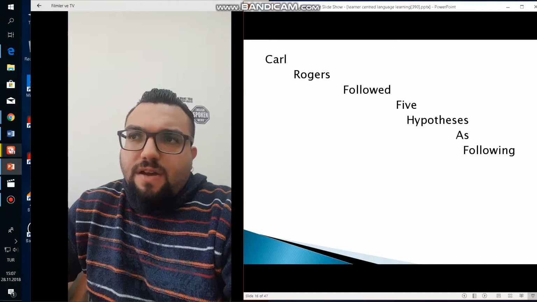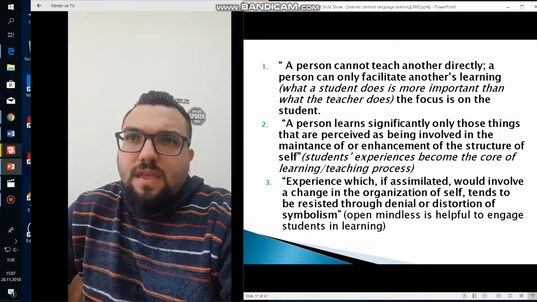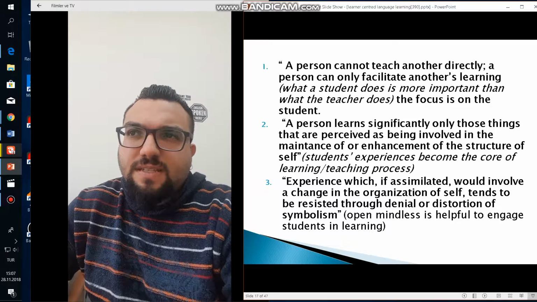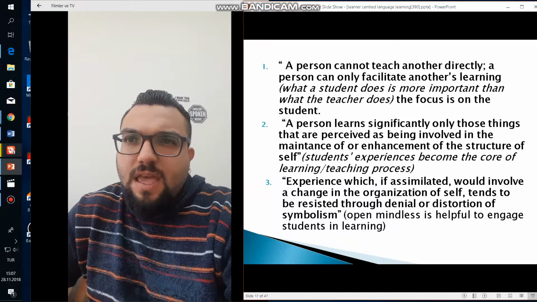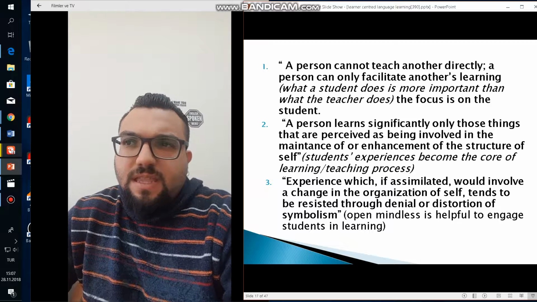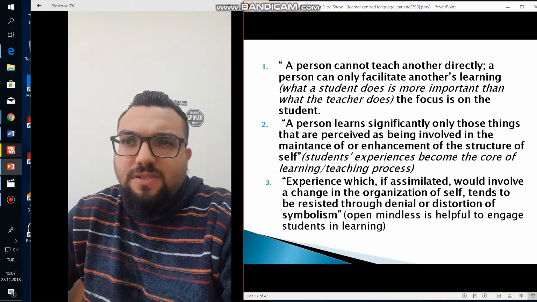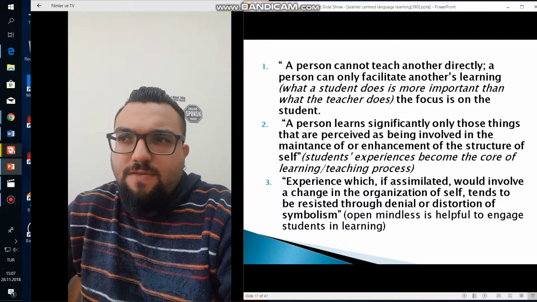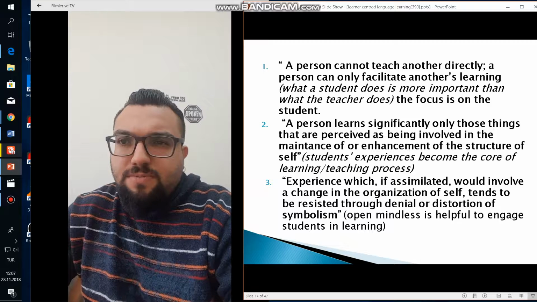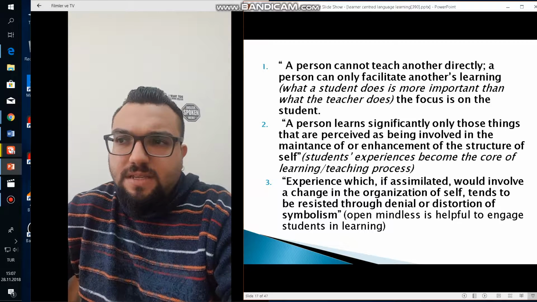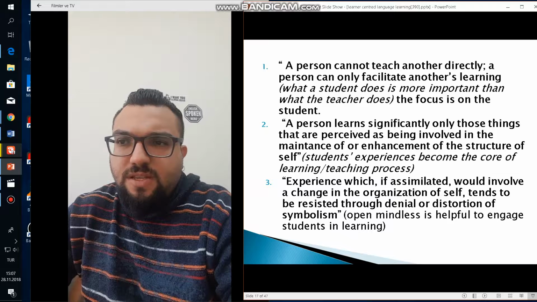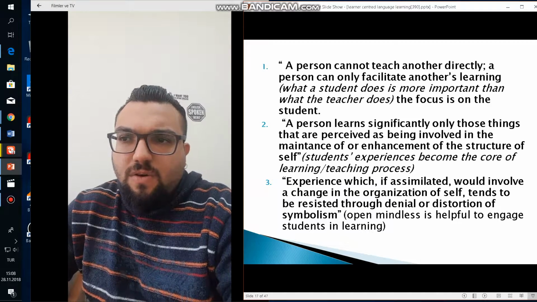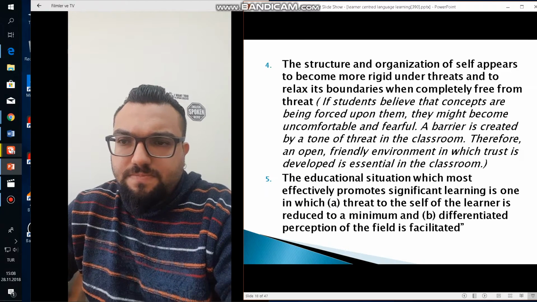Carl Rogers followed five hypotheses as follows. A person cannot teach another directly. A person can only facilitate another's learning. A person learns significantly only those things that are perceived as being involved in the maintenance of or enhancement of the structure of self. Experience, which if assimilated would involve a change in the organization of self, tends to be resisted through denial or distortion of symbolization.